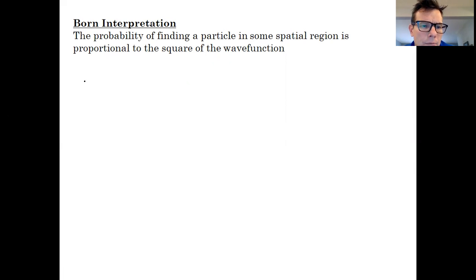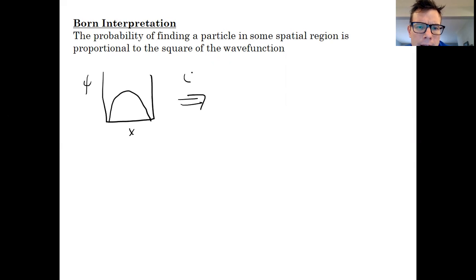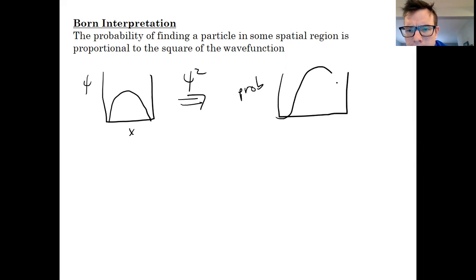Imagine I have some wave function, which is a function of x, right? It might look like this. I can square it. And that's going to be related to the probability of finding it in some region. Okay? This curve is going to tell me something about the probability of finding the particle.